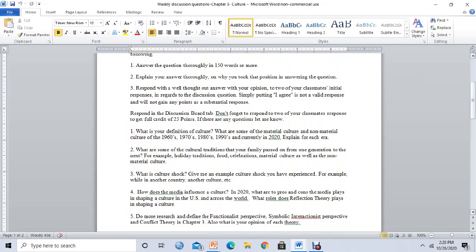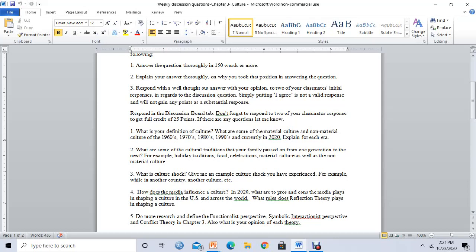So, number three, you respond with a well thought out answer with your opinion to two of your classmates' initial responses. In regards to the discussion question, simply putting "I agree" is not a valid response and will not gain any points as a substantial response. So, to get the full 25 points, in Blackboard there's a link for the discussion tab. In D2L I believe it's under communication. You access the discussion board there. So don't forget to respond to two of your classmates' responses to get the full credit of 25 points.